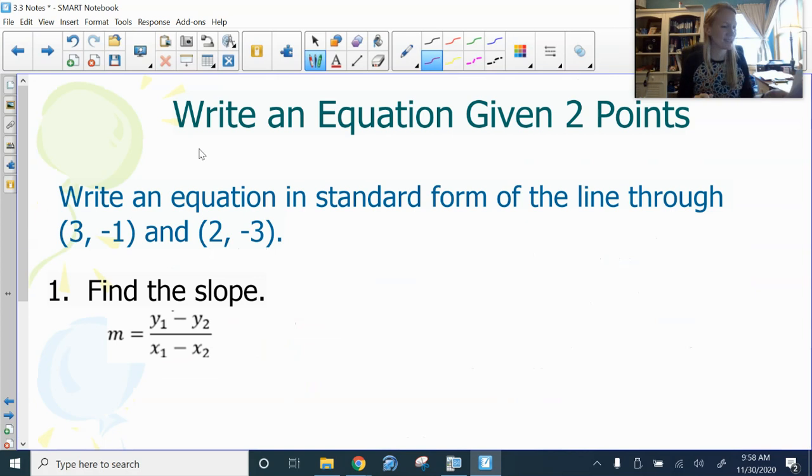Okay. So let's take a look at the write an equation given 2 points. And we've done this a little bit. We've done it before with 2 points where we find our slope and we just plug it into our point slope form. We're actually going to do the same thing. We're going to find our slope, pick one of the points and plug it into point slope form. And we're going to simplify it and rewrite it into standard form. So basically, we're just going to get x over to the other side.